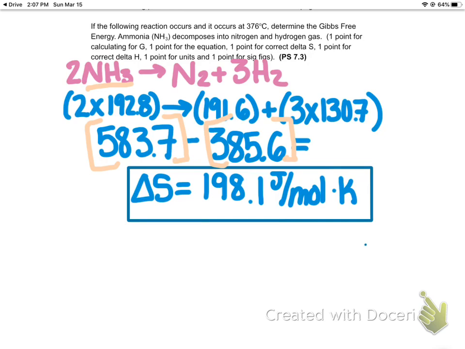Okay, so again, let's break this down. Our delta S's are not based off bonds, they're based off molecules. So the reason that this one's times 2 is because I have 2 of my ammonia molecules. My nitrogen, I only have 1 nitrogen molecule, and my hydrogen, I have 3 hydrogen molecules, okay? Delta S is the delta S for the overall molecule, not for the individual bond, all right? And again, it is products minus reactants, all right?